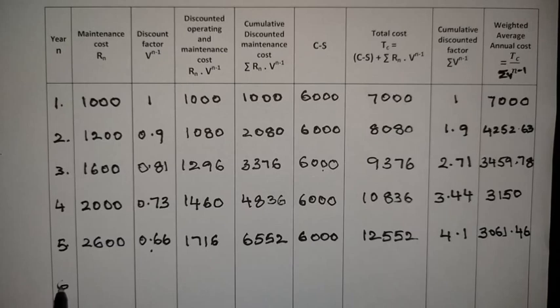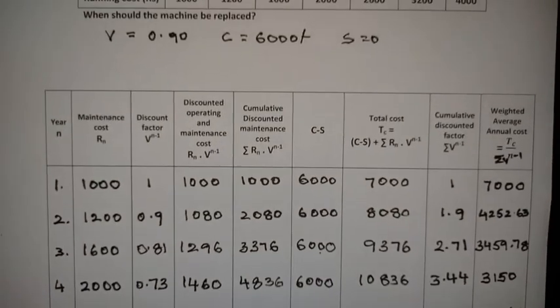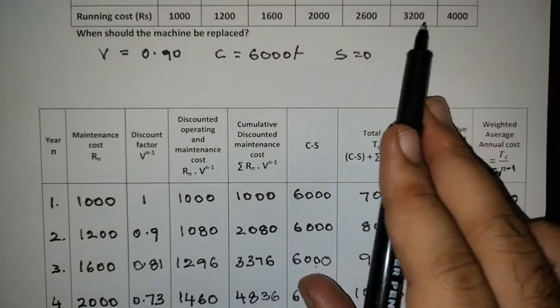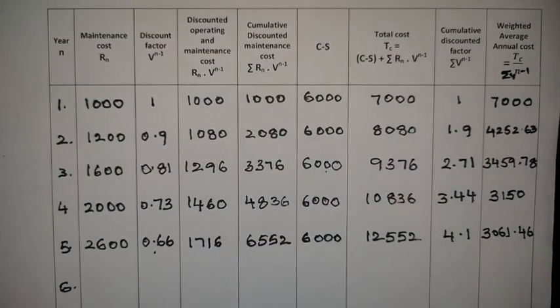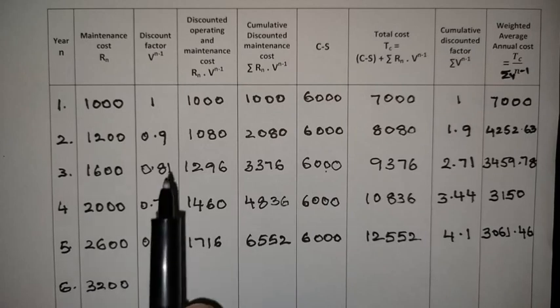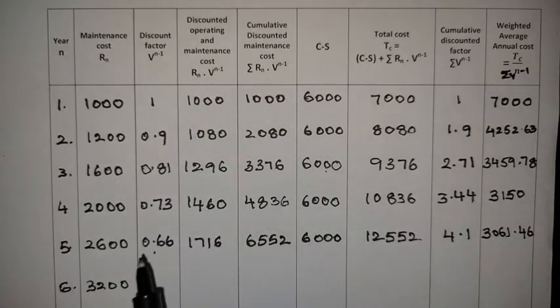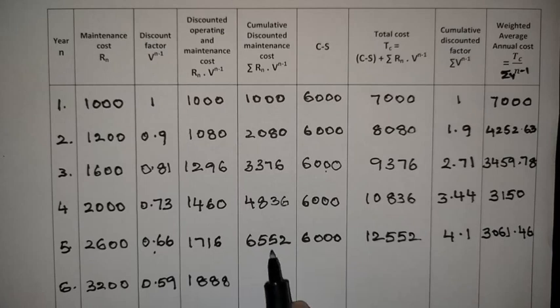That is the sixth year. In the sixth year, what is the maintenance cost? That is 3200 rupees. So now take that maintenance cost, 3200 rupees. V power n minus 1 means v power 6 minus 1, that is v power 5, that means 0.9 power 5. So we will get 0.59. Next, Rn into v power n minus 1, that is 3200 into 0.59, we will get 1888.